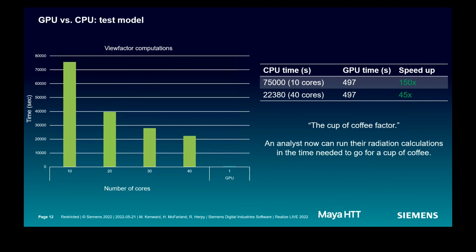And when we were initially developing this, that was the ethos that I was trying to bring to the team, that if we can have something that brings the cup of coffee factor to our customers, where they start their thermal analysis, they can go away with their colleagues and come back and their thermal radiation calculations are done, we will have succeeded in what we're doing. Of course, implicit in all of this is robustness and fidelity of results, which also comes as part of this product. So right now, that's exactly what we've aimed to do.